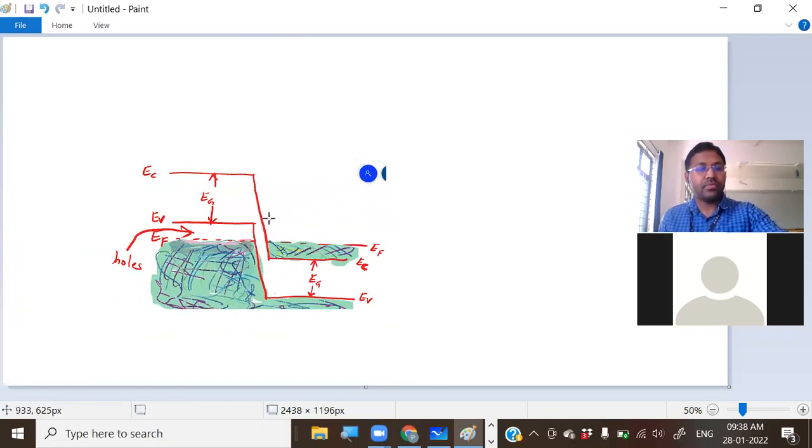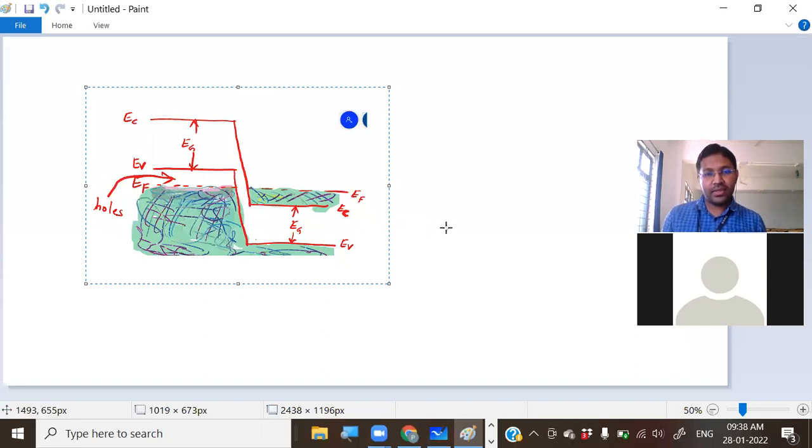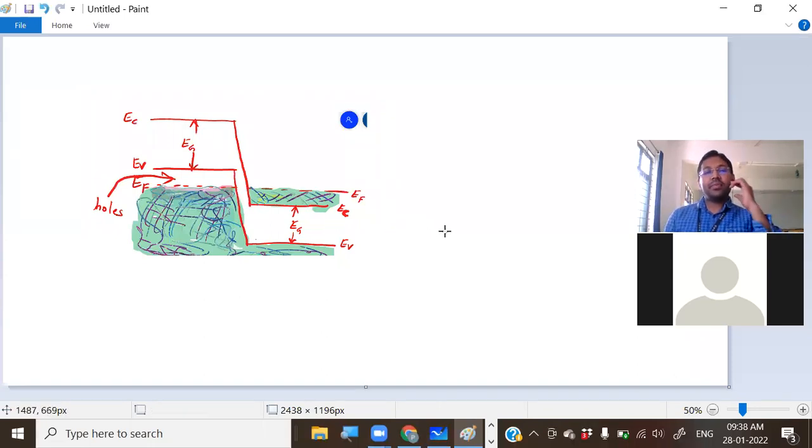Okay. So as discussed, this is the case under no bias condition. Now, under reverse bias condition, here you have to understand what happens to the energy levels. What do we mean by reverse bias?